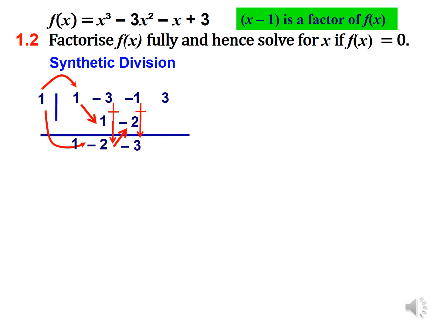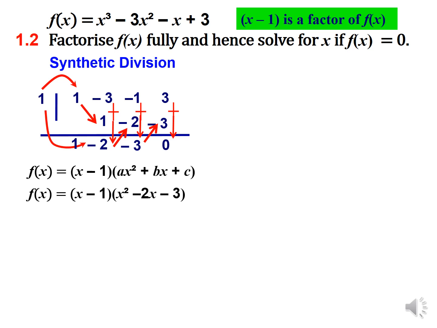Then I multiply that answer again, and the value that I get, I add that one under the next column and add those two numbers. My final answer must be 0. Now, if x minus 1 is a factor of this expression, it means the other factor must be a quadratic expression.